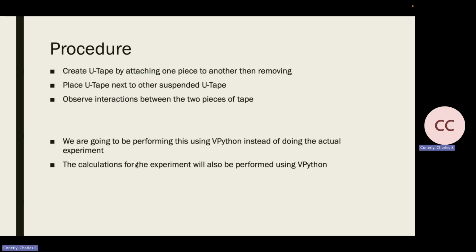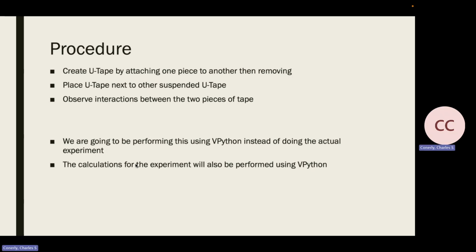So let's go over the procedures for the lab. The first thing we're going to do is create U-tape by attaching one piece to another piece of tape, then removing it. This is to cause a transfer of electrons. Then we're going to suspend a piece of U-tape using blocks, and then we're going to take a second piece of U-tape and put it underneath the suspended U-tape. And for the lab, we're going to be making some observations on the interactions between the two pieces of tape.